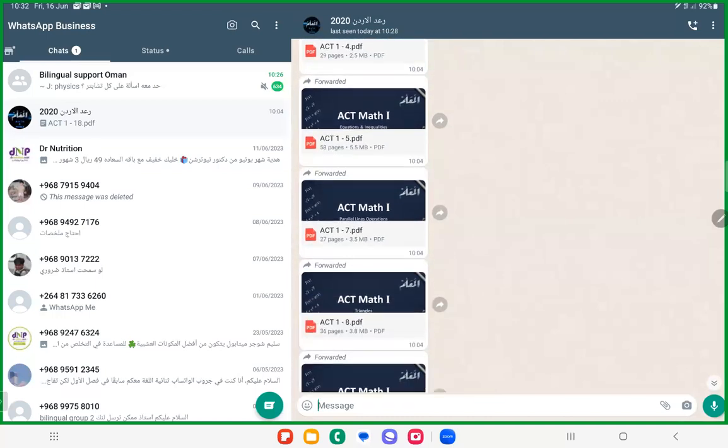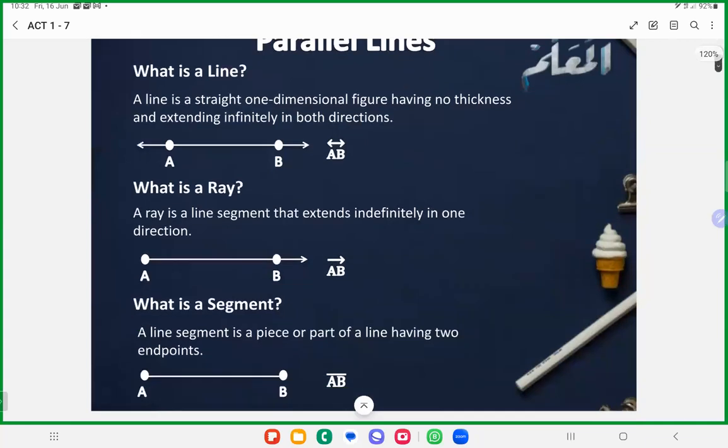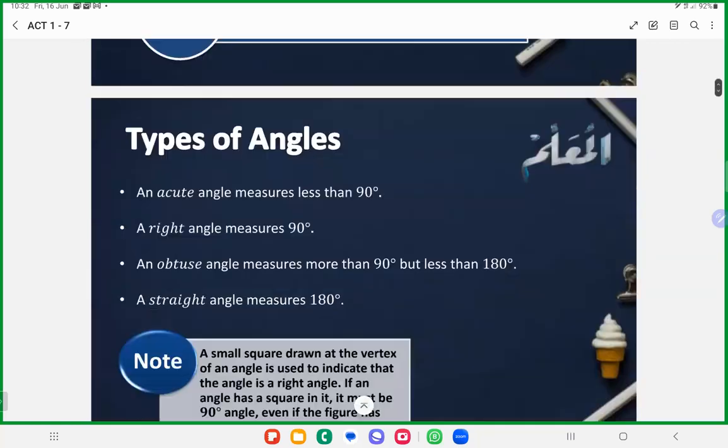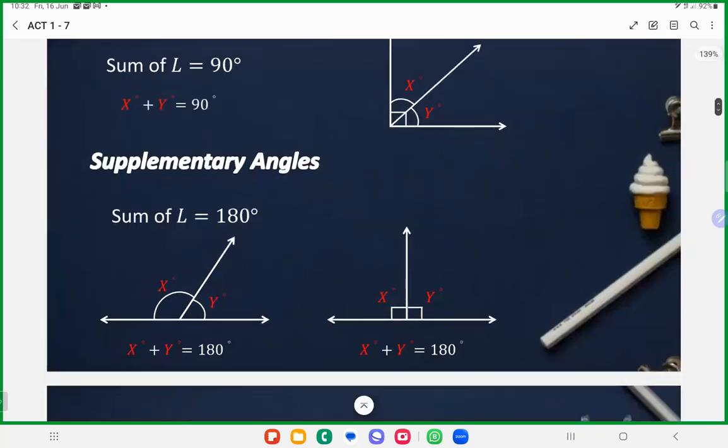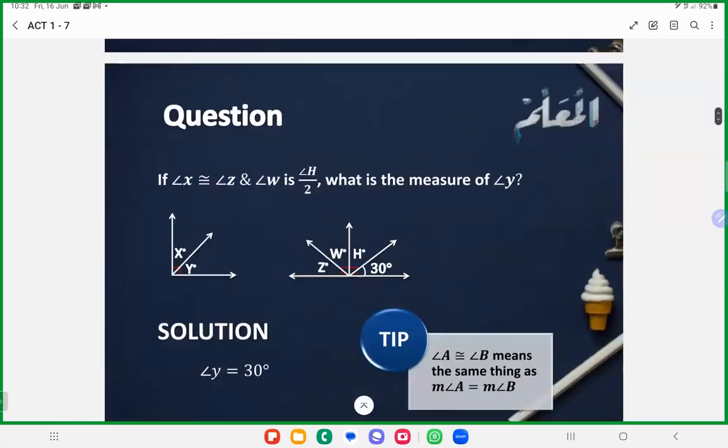Now we go for geometry, chapter 7. And in chapter 7, the parallel lines. Always remember what's meant by complementary and what's meant by supplementary angles. Complementary means the sum of the angles equals 90. Supplementary angles equal what? 180.